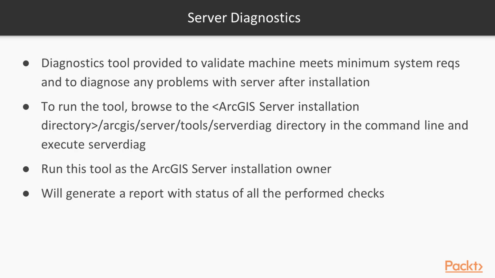So, server diagnostics. There's a diagnostics tool that is provided with ArcGIS Server that you can use, first, when you're installing ArcGIS Server, to validate that your machine is meeting the minimum requirements. But you can also use it after installation to diagnose any problems with the server. To run the tool, in the command line, browse to the ArcGIS Server installation directory /ArcGIS/server/tools/serverdiag, and then execute serverdiag. You'll need to run this tool as the ArcGIS Server installation owner, and it's going to generate a report with the status of all the performed checks.